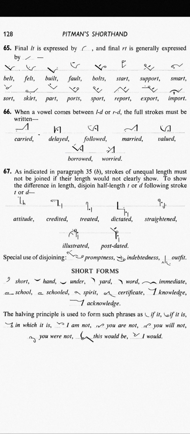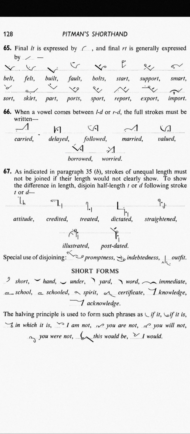F stroke full for the sake of certificate. Next is N stroke J on the line finishes whole outline for the sake of knowledge. Next is K with N stroke with J on the line for the sake of acknowledge.